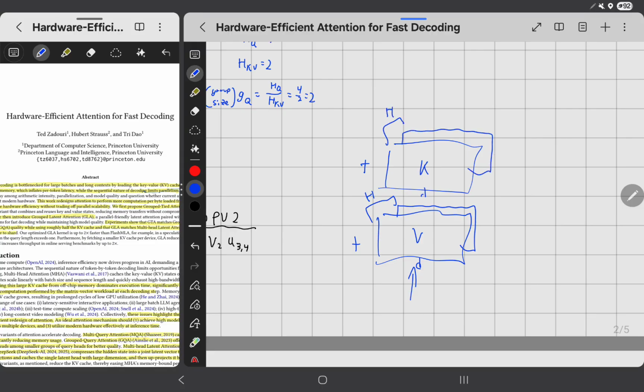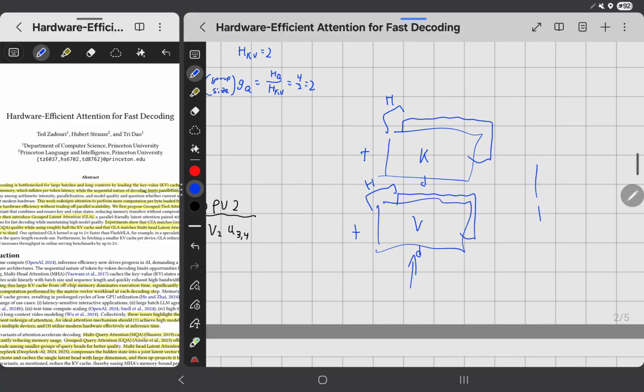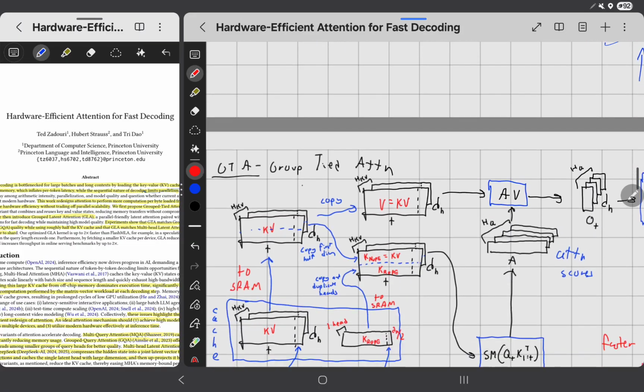There. H by T by D for your keys and H by T by D for your values. What if instead we had one matrix that was H by T by D that stored both the keys and the values? So basically what we're saying is the keys and the values are the same thing. This is called tying your keys and values together. So tied keys and values, where your keys and values are the same matrix, essentially. So that's what they say here.